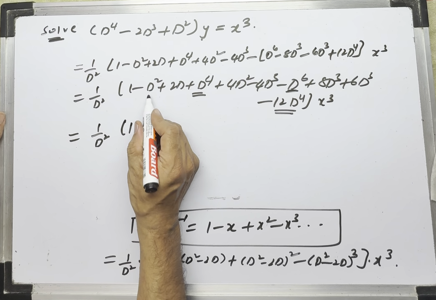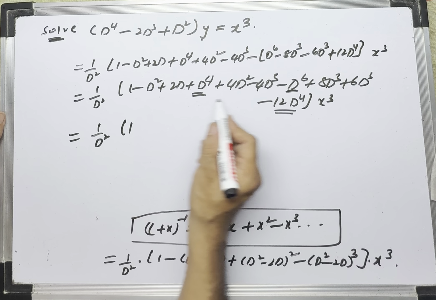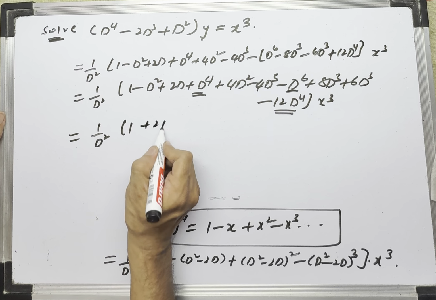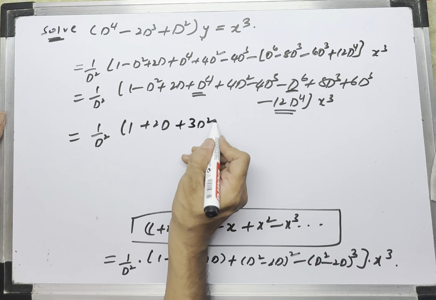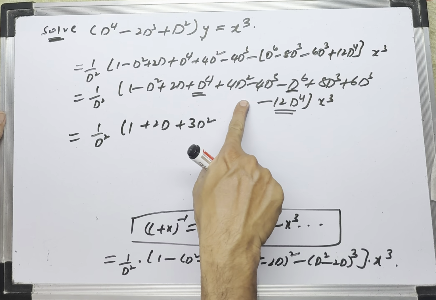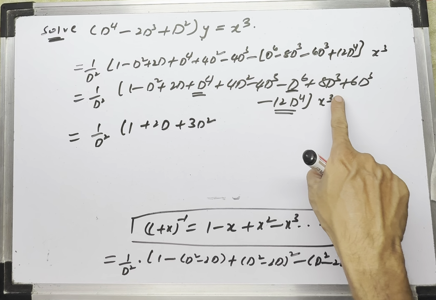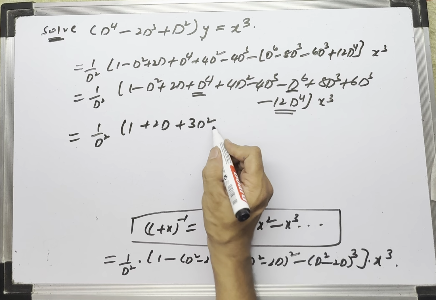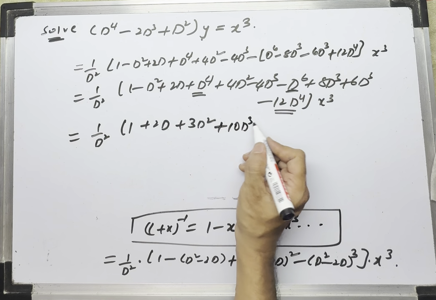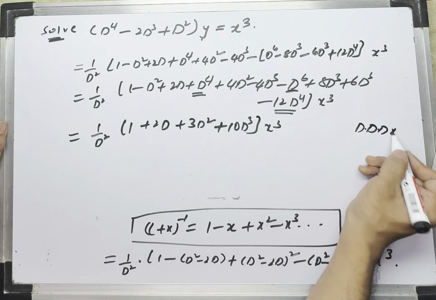Now what we'll do, we'll have constant 1. How many D squares are there? Minus D square plus 4D square. So D terms, single 2D term, D square minus D square plus 4D square, plus 3D square. Then D cube terms, minus 4D cube plus 8D cube, 4D cube plus 6D cube, 10D cube, x cube.